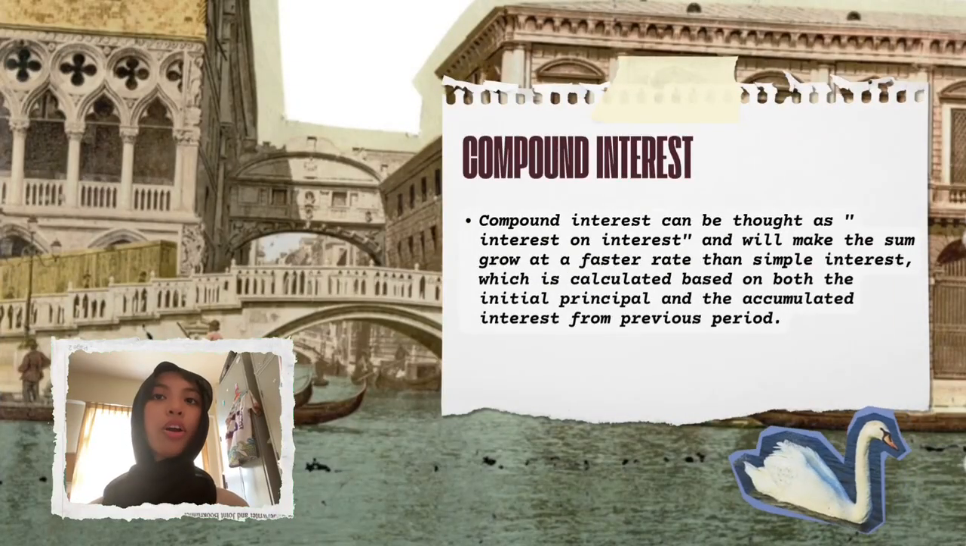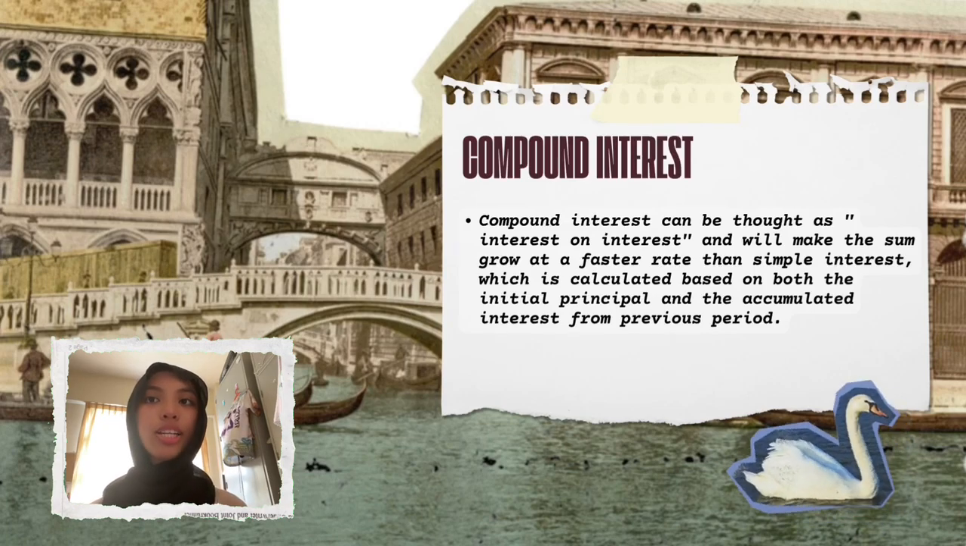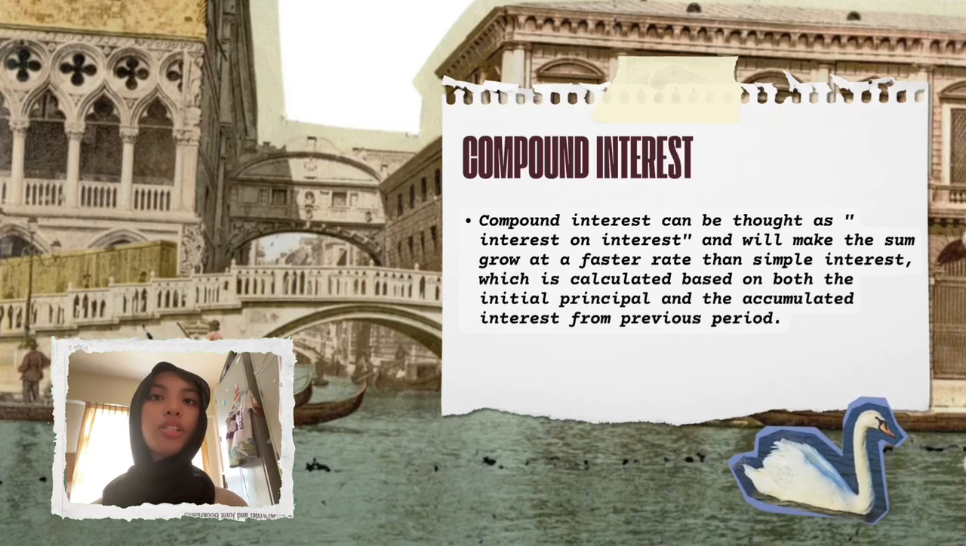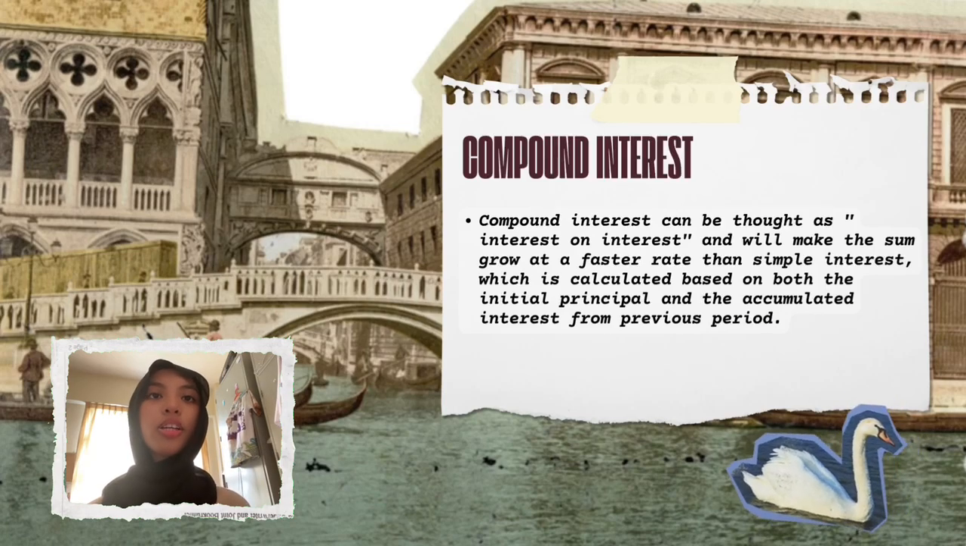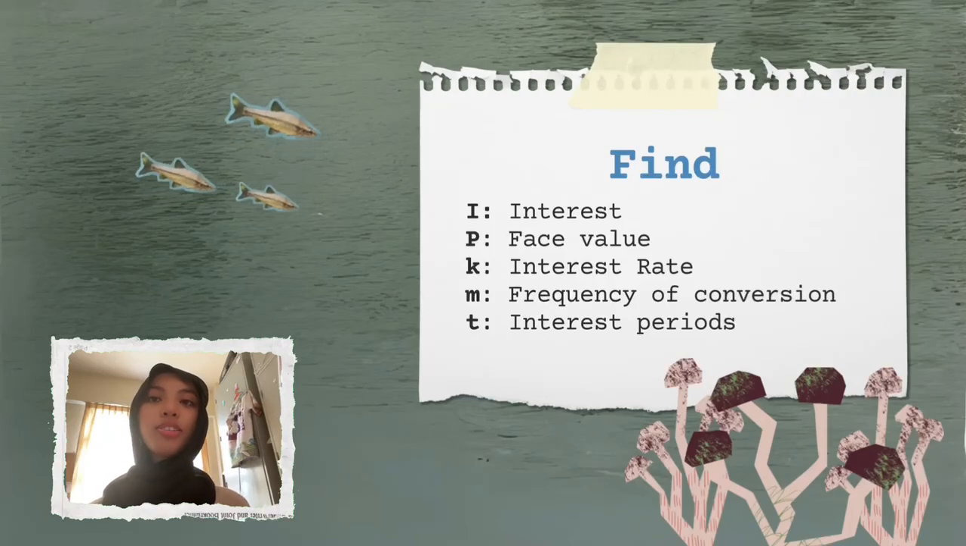So what is compound interest? Compound interest can be thought of as interest on interest, and it will make the sum grow at a faster rate than simple interest, which is calculated based only on the initial principal. In compound interest, you need to understand what I, P, K, M, and T are. I is the interest, P is the face value, K is the interest rate, M is the frequency of compounding, and T is the interest period.